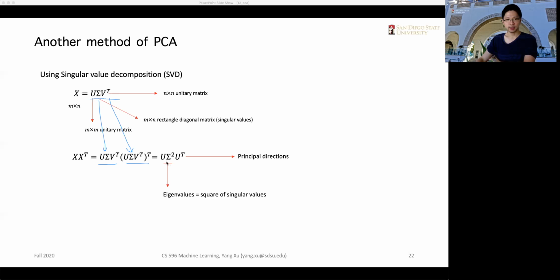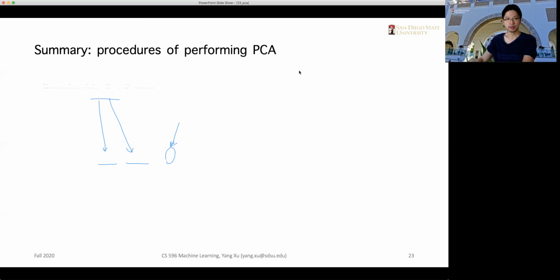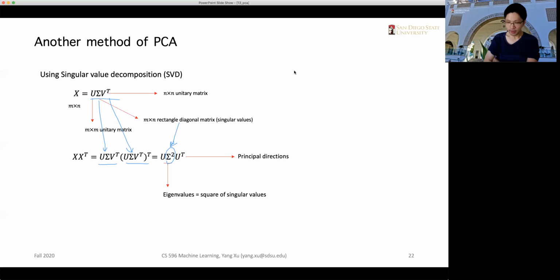You will find that the singular diagonal matrix is just the square root of the eigenvalues that we need to find. So in Python, the priority choice is to use SVD. SVD has a much faster implementation than finding the eigenvectors. But in theory, the vectors found from the SVD are actually the same as those found from solving for the eigenvectors.